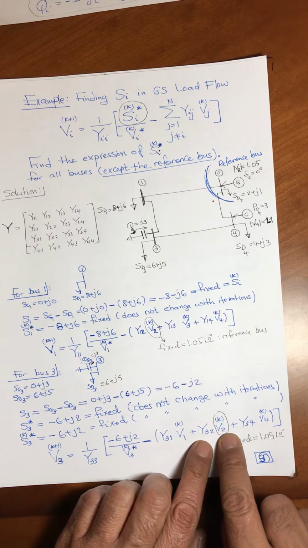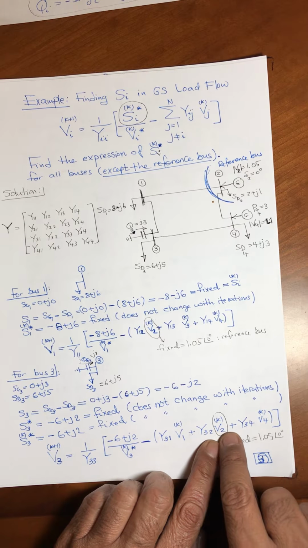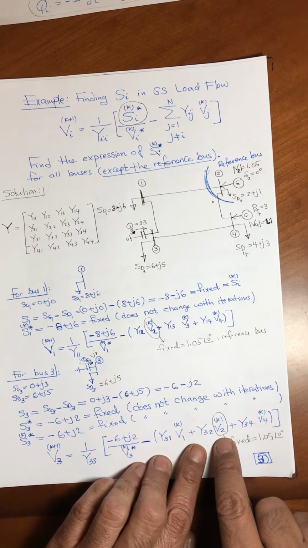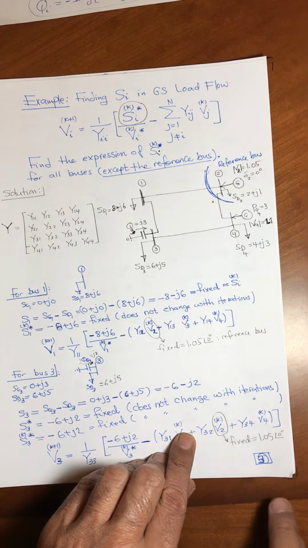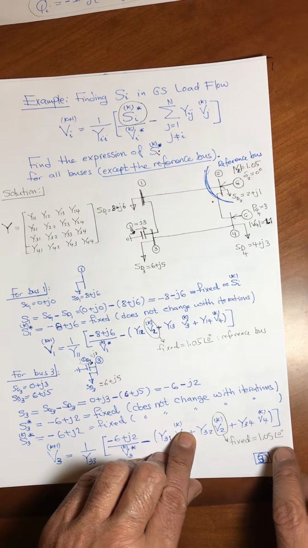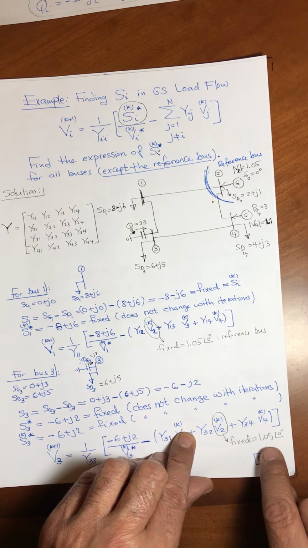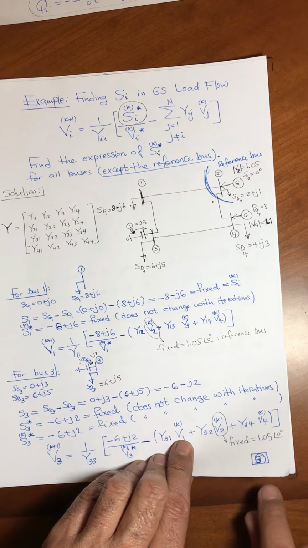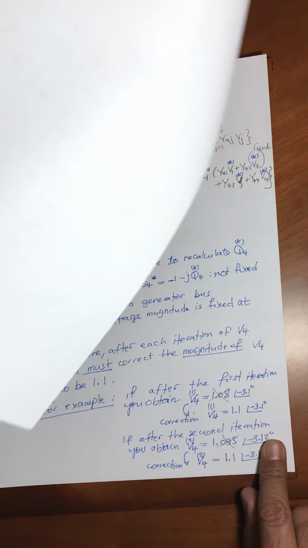Again, as before, because bus number 2 is a reference bus, voltage at bus number 2, the complex value, is known and fixed, does not change with iteration. It's 1.05 with angle 0.